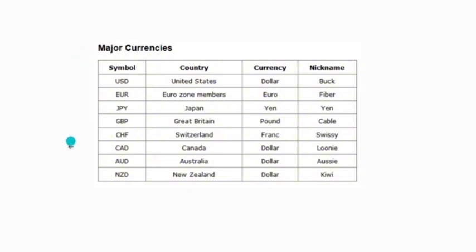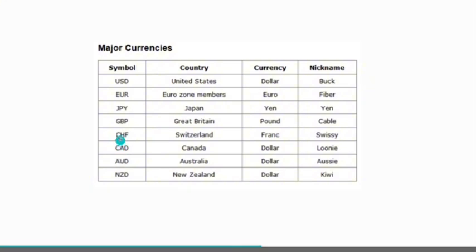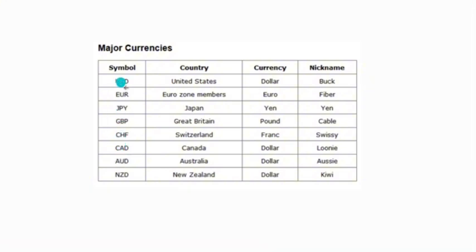So these are the major currencies that are traded in the foreign exchange market. Please don't forget about this. We have major currencies that are traded in the foreign exchange market, and we have just 1, 2, 3, 4, 5, 6, 7, 8 of them. There are not more than 8 that are traded with a heavy volume in the foreign exchange market.